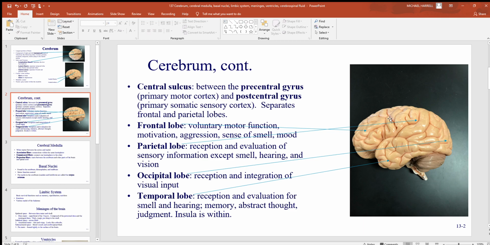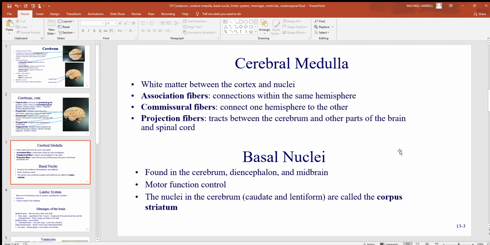The parietal lobe, which is right back behind it, gives you reception and evaluation of much sensory information, except for smell, hearing, and vision. So a lot of it is found sensory in this parietal lobe. The occipital lobe to the back is where you have your visual input. That's the part of the brain that actually lets you see things. And then here with the temporal lobes on the side, you've got reception and evaluation for smell and hearing. So there's a couple of your specific sensations there. And then memory, abstract thought, judgment, and that insula, that sometimes mentioned fifth lobe, is within this region right here.